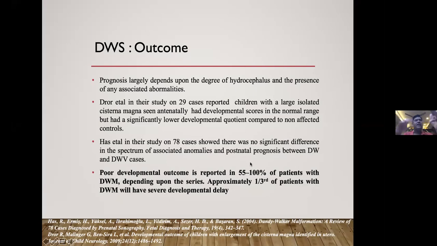So this is another anomaly which generally invites termination if it is detected early. Approximately one third of the patients of Dandy-Walker will have severe developmental delay. So almost 80 to 90% will have some delay, and nearing 30 to 33% of the patients will have severe neurodevelopmental delay. And even the mortality in early infancy is up to 30 to 40%. So that is the prognosis of Dandy-Walker syndrome. Classical Dandy-Walker syndrome is not good.